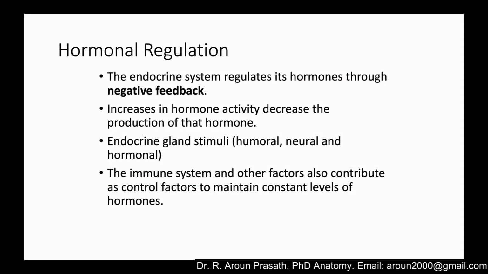So coming to hormonal regulation, how these hormonal levels are normally regulated in the body, this is what you have to understand. The main hormonal regulation method is the negative feedback mechanism. In the coming slides I will show you examples of negative feedback mechanism. An increase in hormonal activity decreases the production of hormone. So this is the negative feedback mechanism. Endocrine gland stimuli, I will give you examples in a future slide. The immune system and other factors also contribute as control factors to maintain the constant level of hormones.